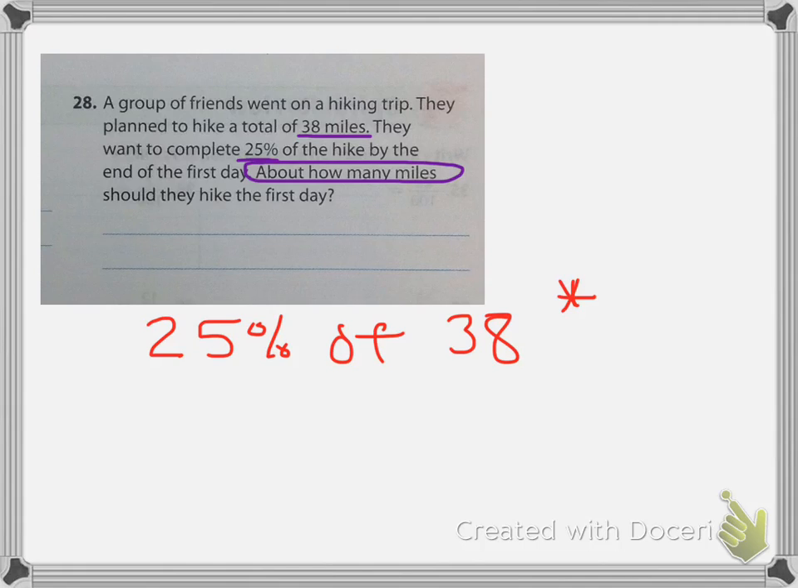So now 25%, we're going to convert that into a fraction, being 1/4. Now because of this 4, we're going to go ahead and circle that 4, and we're going to circle the 38. And remember, what we need to do now for this 38 is we need to pick a number.